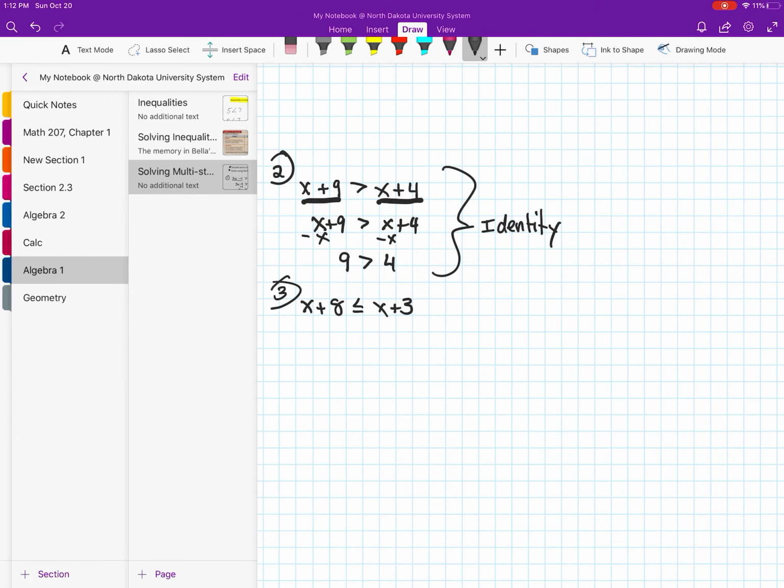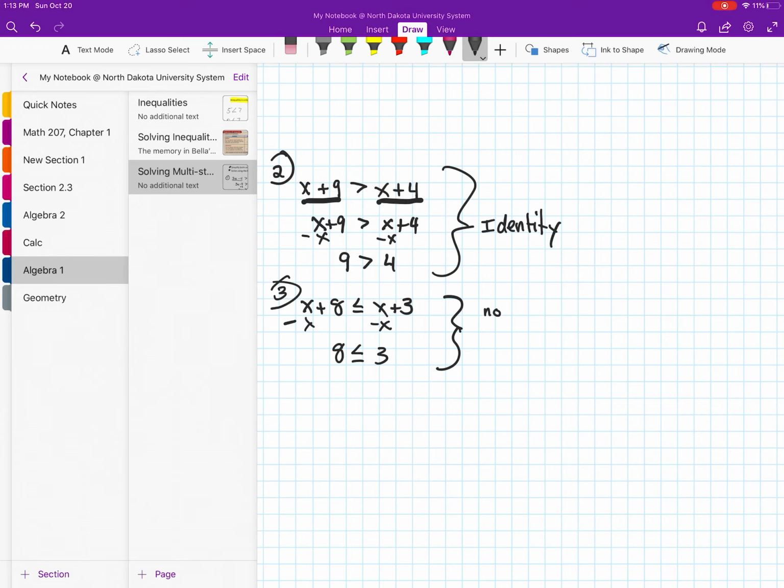And finally, what about this guy? Example 3. Again, we can't simplify either side of this inequality, but we can collect our variables. We're going to subtract x from both sides, and we get 8 is less than or equal to 3. Uh-oh. Is that ever true? In what universe is 8 less than 3? In what universe is 8 equal to 3? Not in any universe that has been discovered.